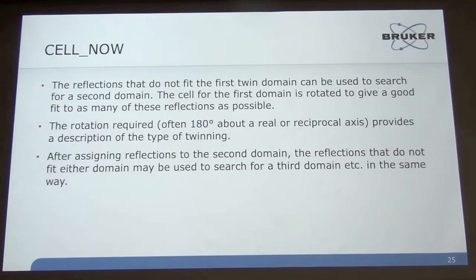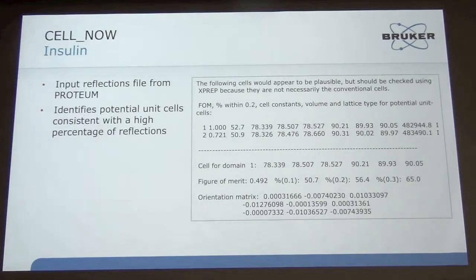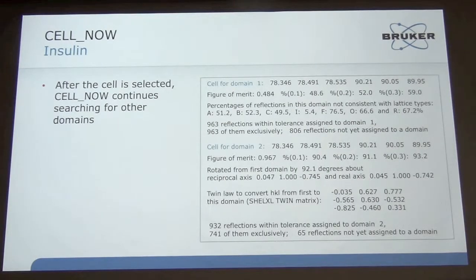Once he's indexed one domain, he then rotates that cell in a circular space, looking for a match to the rest of the reflections. In this case, this is the insulin I was showing earlier. For a cell, you just put in a reflection array. It comes up with potential cells. You select the one you want. It then tells you what the orientation matrix for that cell is. And if you tell it to go on, it'll keep looking for the next domain.